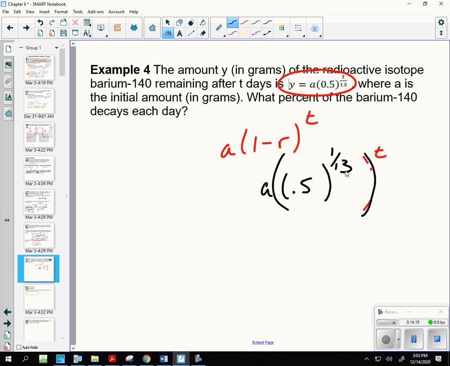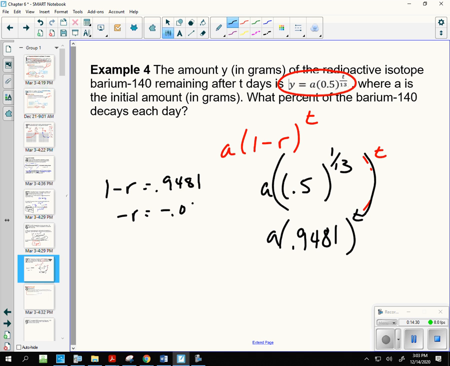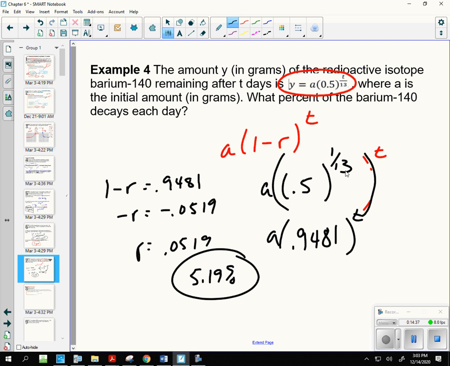would be 0.9481. And so now, going back to what I did before, 1 minus r is 0.9481, which gets me negative 0.0519. So you're talking about 5.19%. I apologize there. I don't know why I saw a 28 there, but it's really a 13. Hopefully you were able to stop that, go back and question that. And I didn't want to start the video completely over.